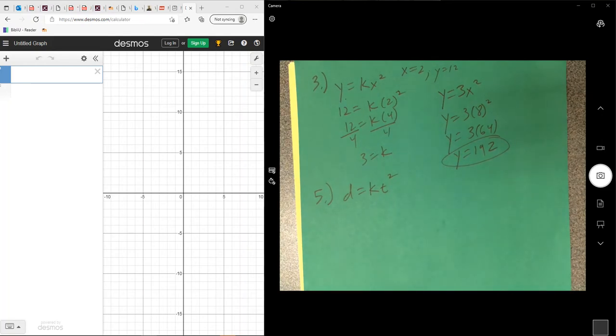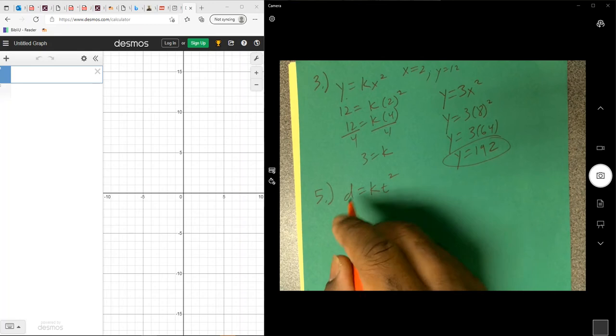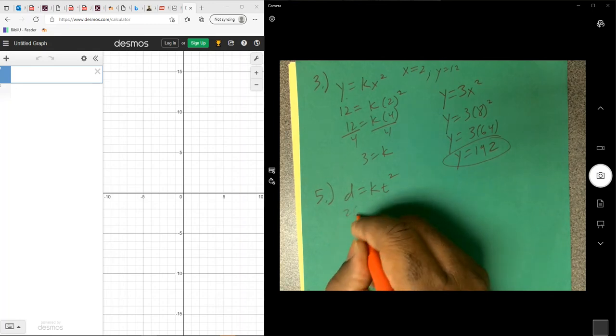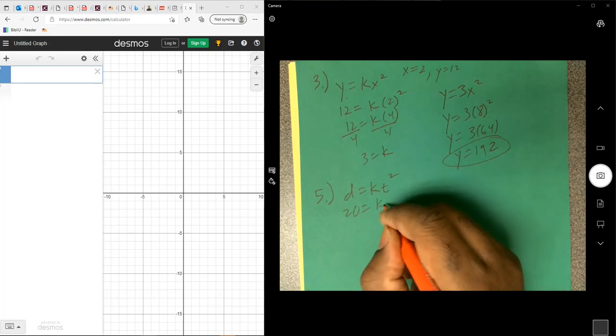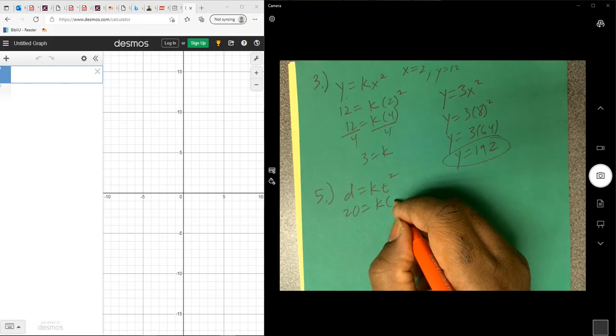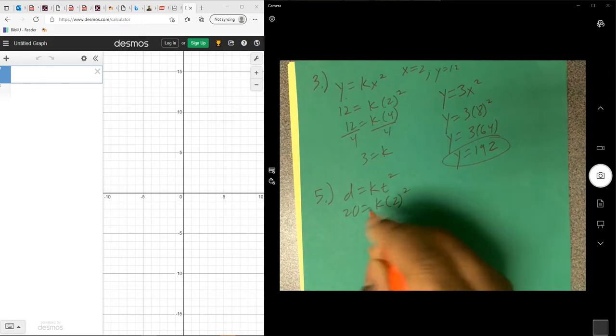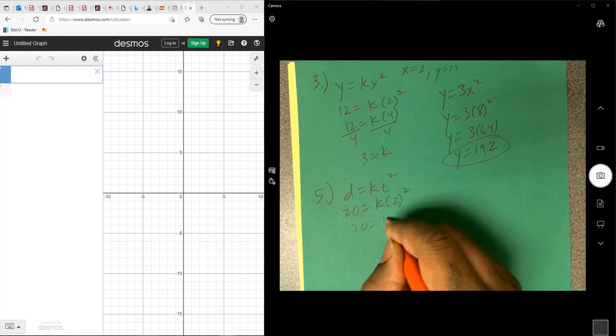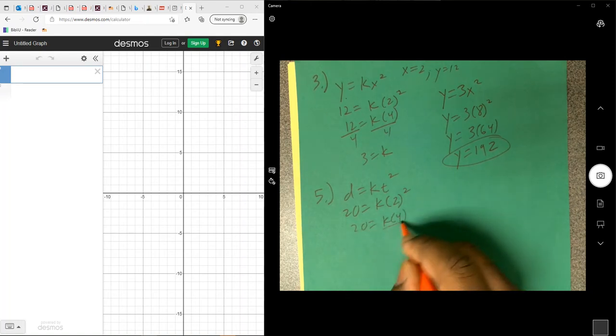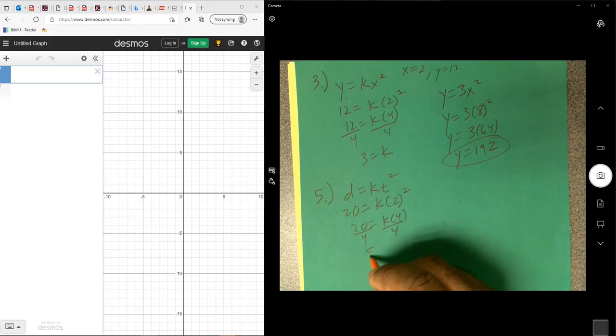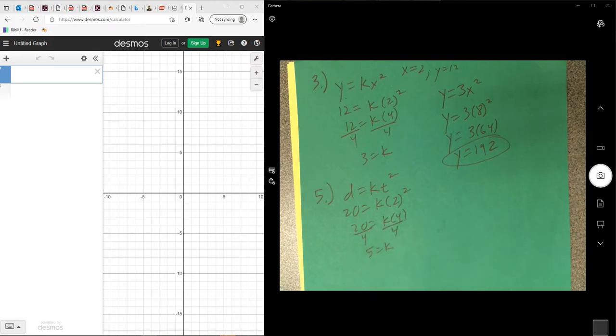Okay, so now we're told that a skydiver falls 20 meters in 2 seconds. So D stands for the distance, so D would be 20. And then we would have K times T squared, with T being 2 here. So now we're still solving for K. So we have 20 is equal to K times 4. We divide each side by 4, and 5 is equal to K.